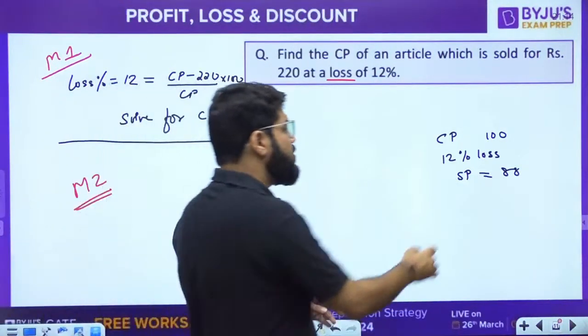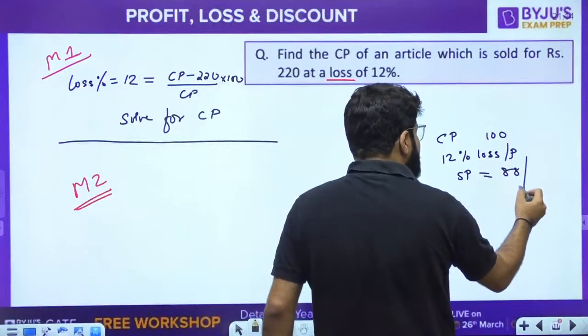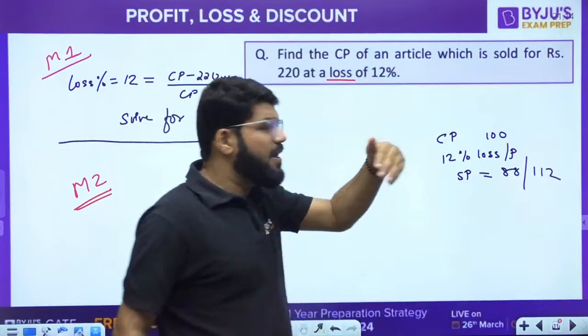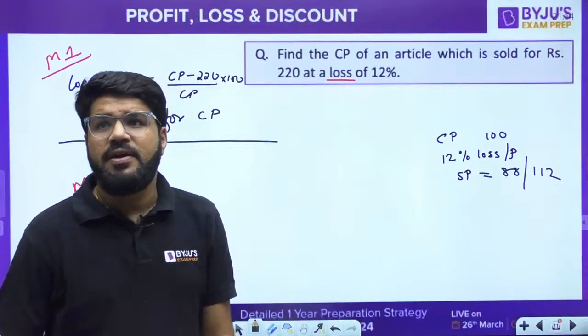If suppose I tell you there is a 12% profit, then my selling price will be 12 rupees above cost price. That is 112. Profit means the selling price will be more, then it will be 112.